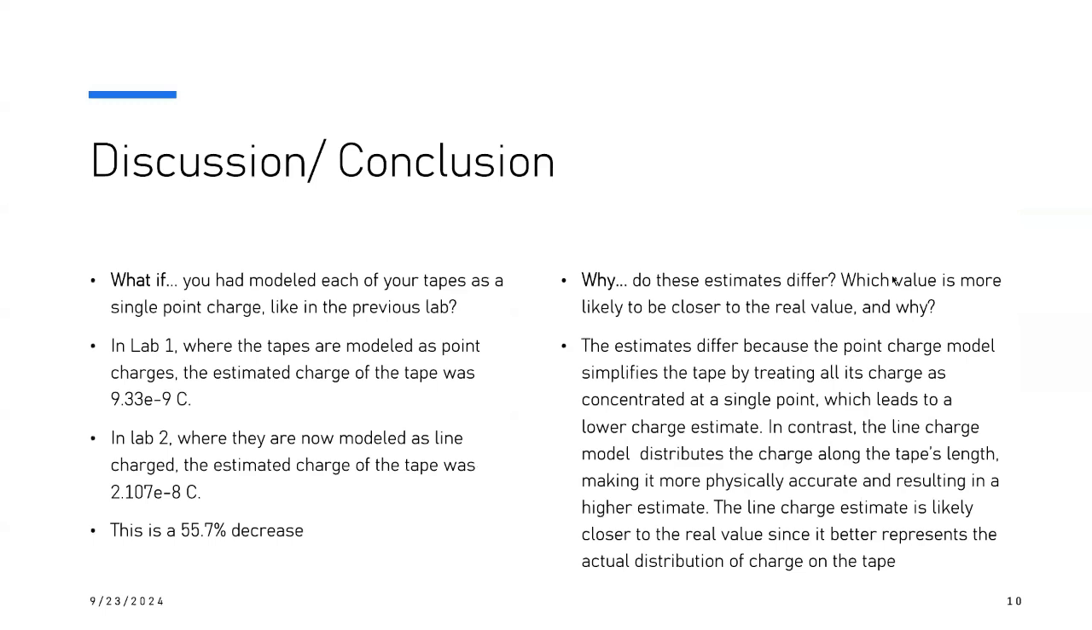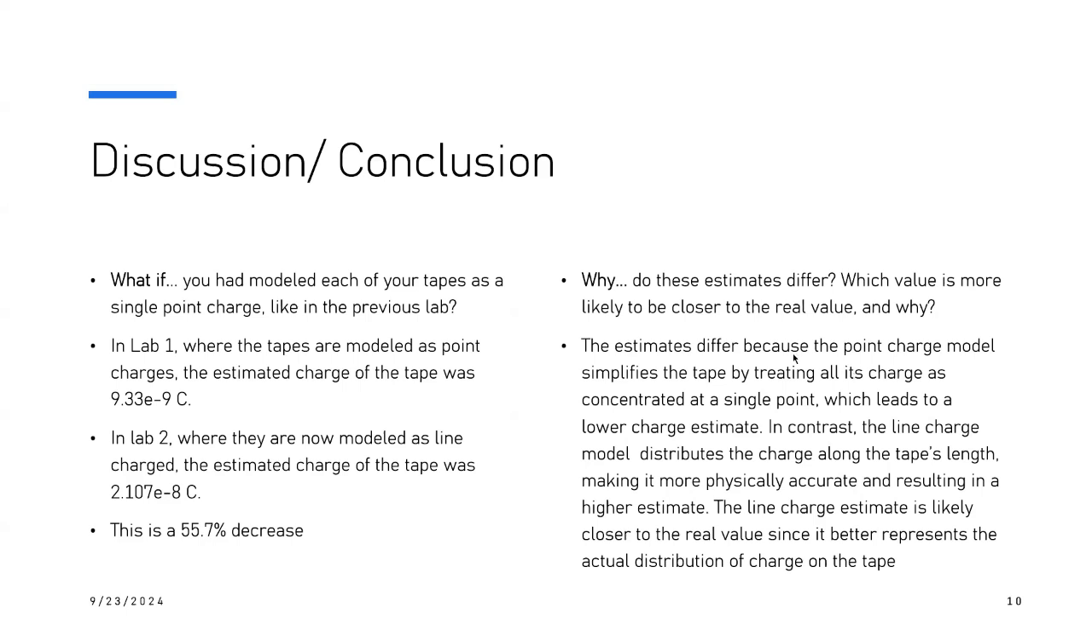So, what if you had modeled each of your tapes as a single point charge, like in the previous lab? In Lab 1, where the tapes are modeled as point charges, the estimated charge of the tape was 9.33 e to the negative 9 coulombs. In Lab 2, where they are now modeled as line charges, the estimated charge of the tape was 2.107 e to the negative 8 coulombs. This is a 55.7% decrease.